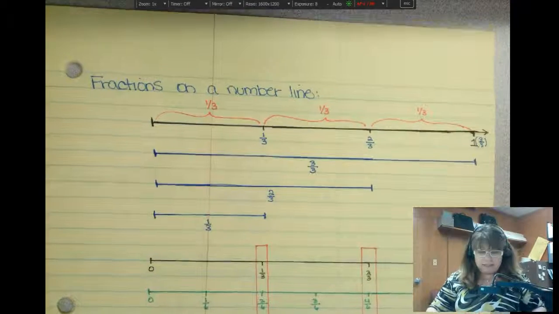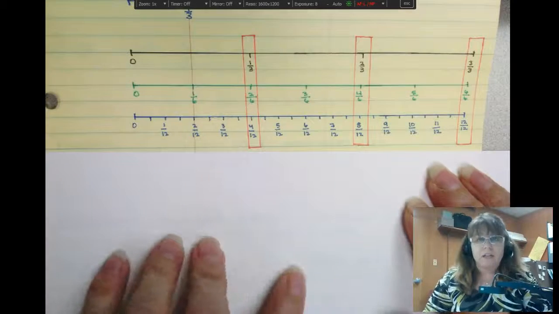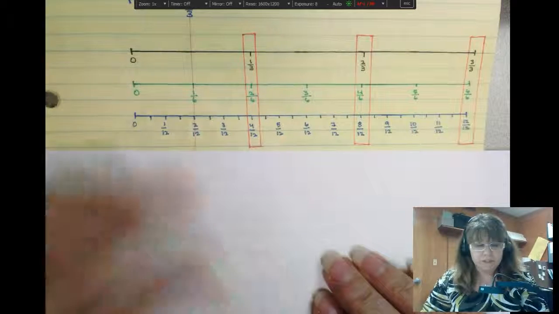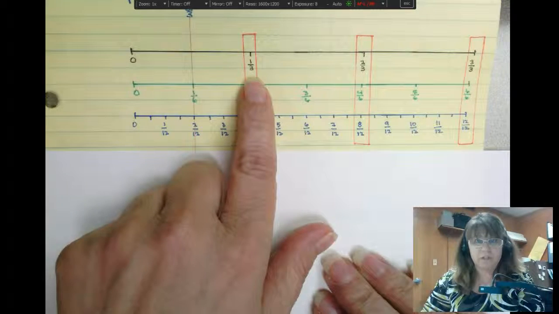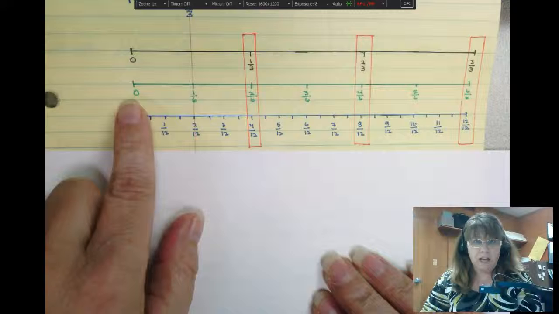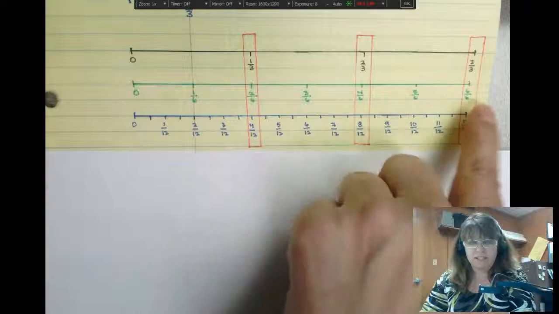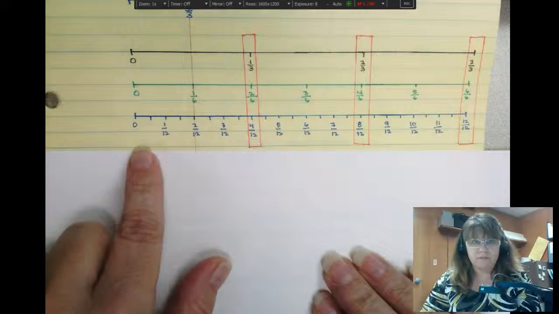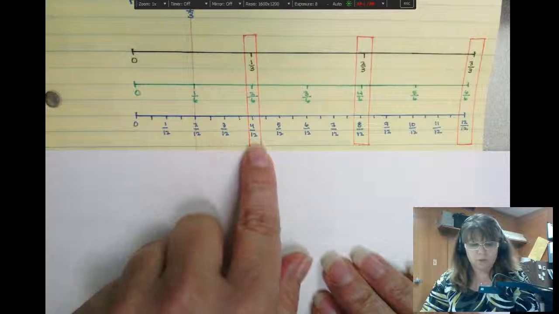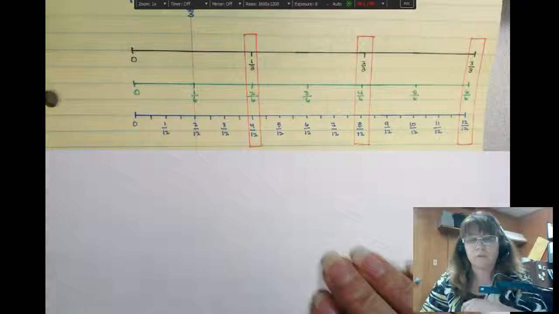Now, let's take a look at a number line that I have numbered in a different way. So the first number line, I've divided it up into 3, so it's 1/3, 2/3, 3/3. The second number line, I've divided it up into 6, so it's 1/6, 2/6, 3/6, 4/6, 5/6, 6/6. And the last one, I've divided it up into 12ths.